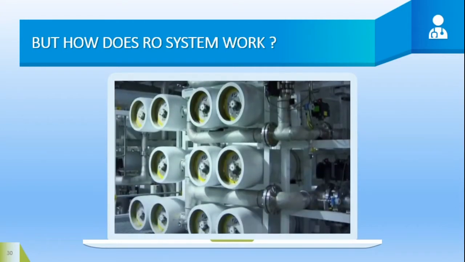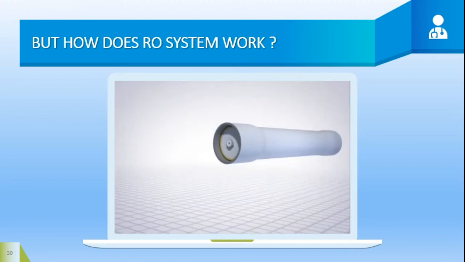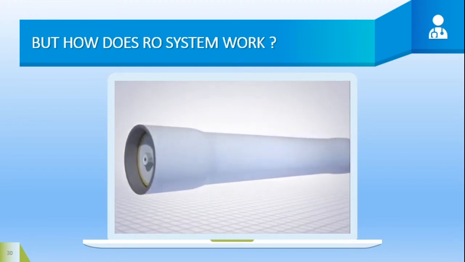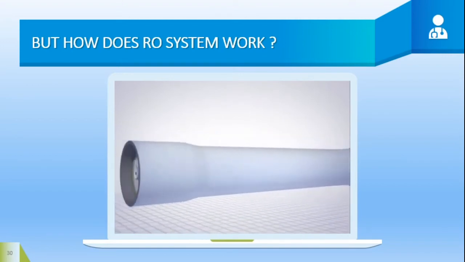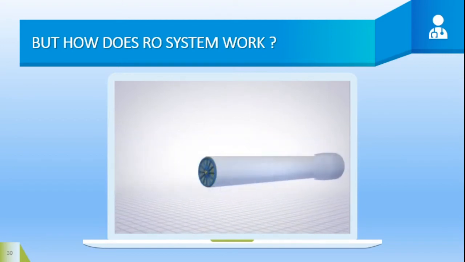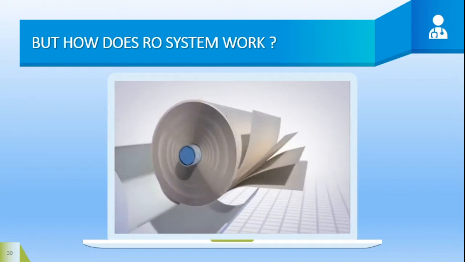Reverse osmosis works by forcing water through a special plastic membrane sheet to remove compounds such as salts, organic compounds, microorganisms, viruses, and pharmaceuticals. Rolls of membrane sheets are wound into cylinder-shaped elements. There are several elements inside each long pressure vessel.